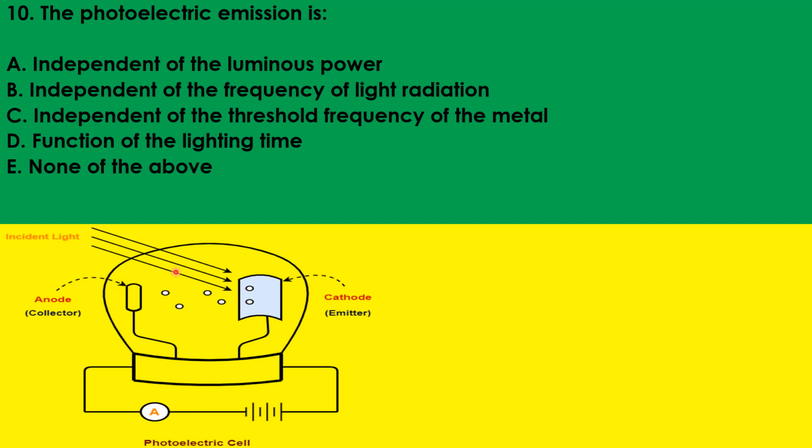So what we are saying is, if you change this material, you get a different material with a different work function, with a different threshold frequency, it's possible to get photoelectric currents or photoelectric emissions, right? So of course, C is again off because it says independent of the threshold frequency. D says function of the lighting time. Oh, that one is so off.